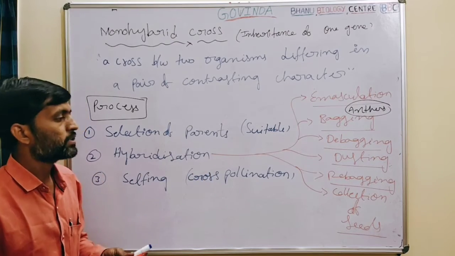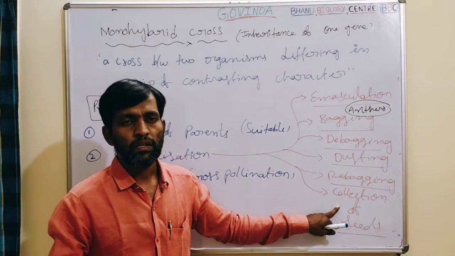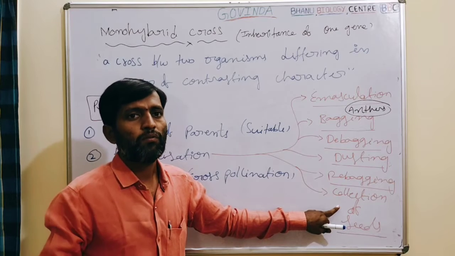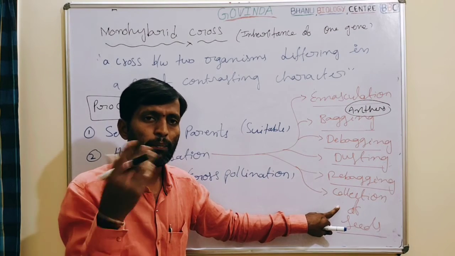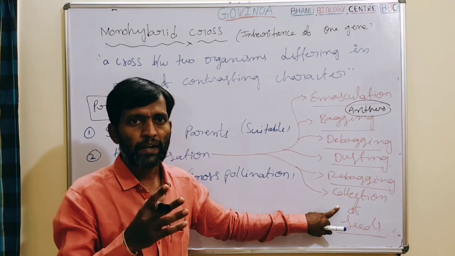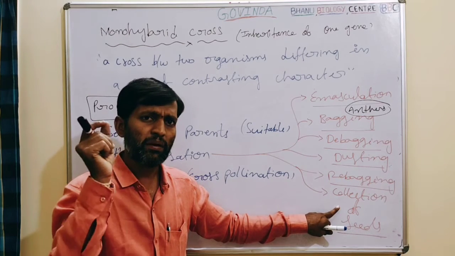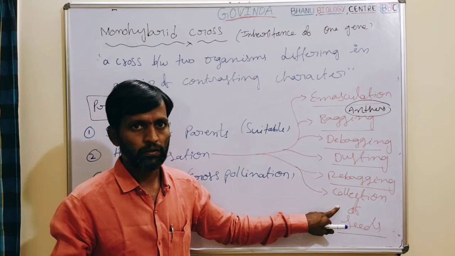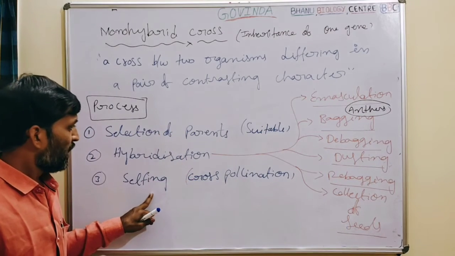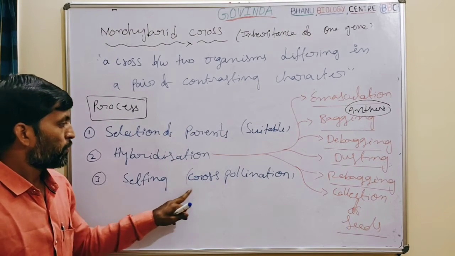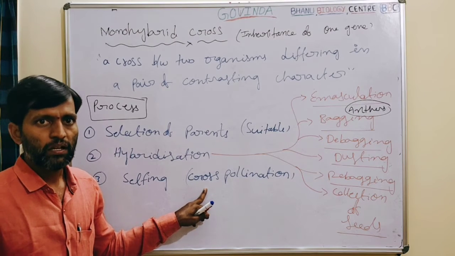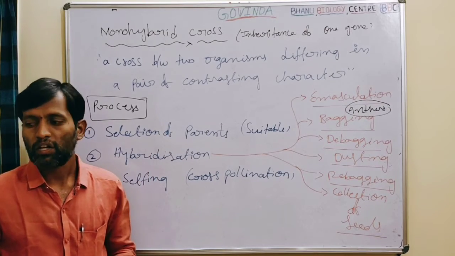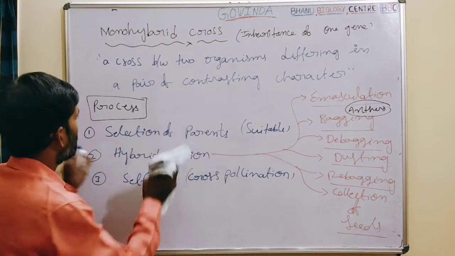The last step is selfing. After collection of the seeds, we make them germinate in the field and grow a large number of pea plants to ensure pure lines. Pure lines are plants which keep the same characters unchanged for many generations. For that, selfing is performed. That is called cross pollination. So this is the simple procedure involved in the hybridization cross. Right.